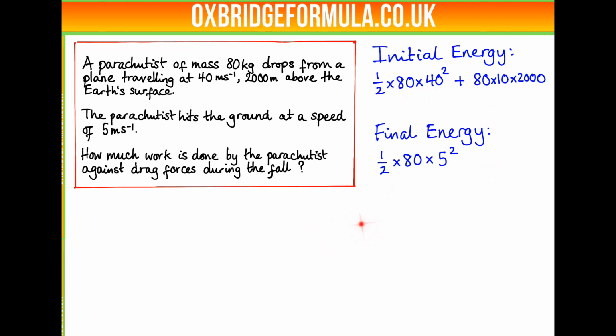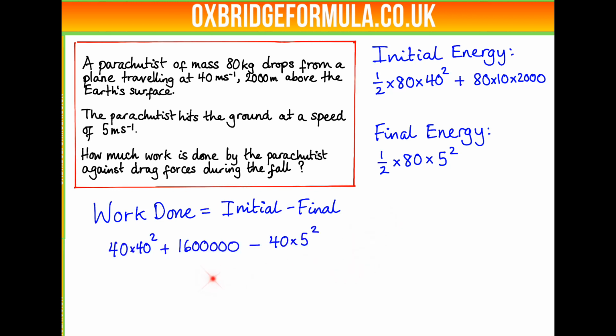So the work done against drag forces must just be the initial minus the final, because if this was 0, then there must have been no work done against drag forces, so there'd be no energy lost. But if this is not 0, then we know that the difference will be due to the drag force work.